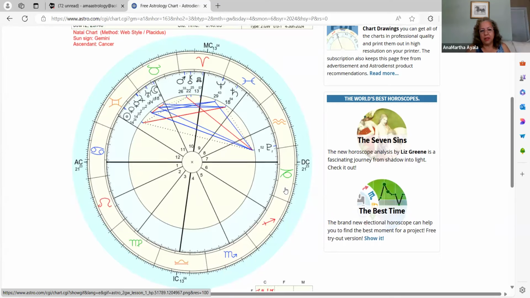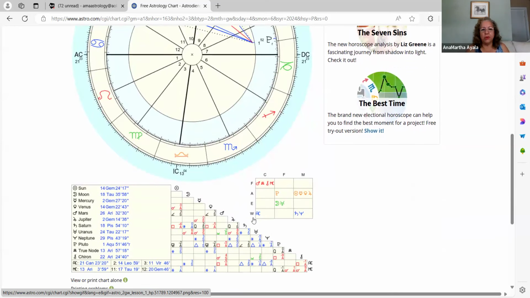So in this little box down here, you also find the elements. The elements are fire, air, earth, and water, okay? Let me describe each of them. Actually, let's start with earth.